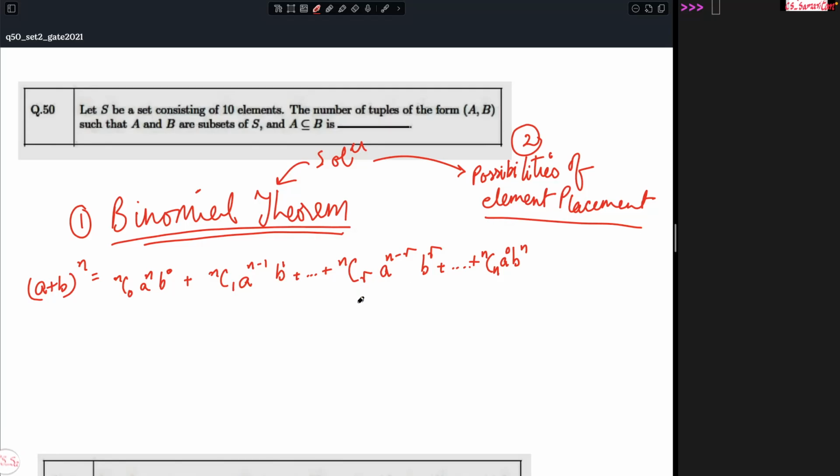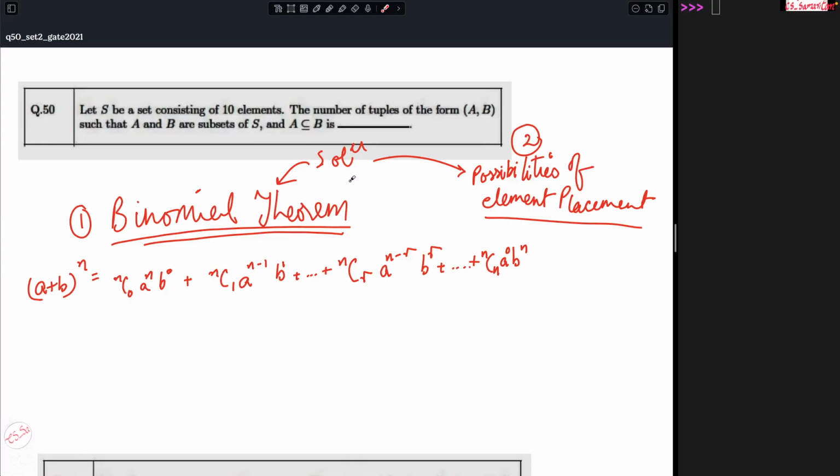Good morning. So today we're going to solve question 50 from GATE CSE 2021 set 2. This is from set 2. The question states that let S be a set containing 10 elements. The number of tuples of the form A comma B such that A and B are subsets of S and A is a subset of B. This is the question statement, the problem statement.